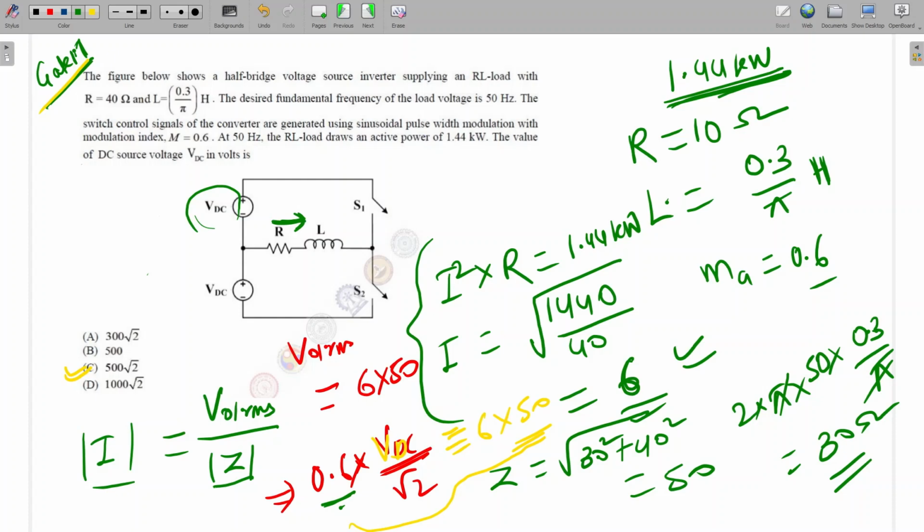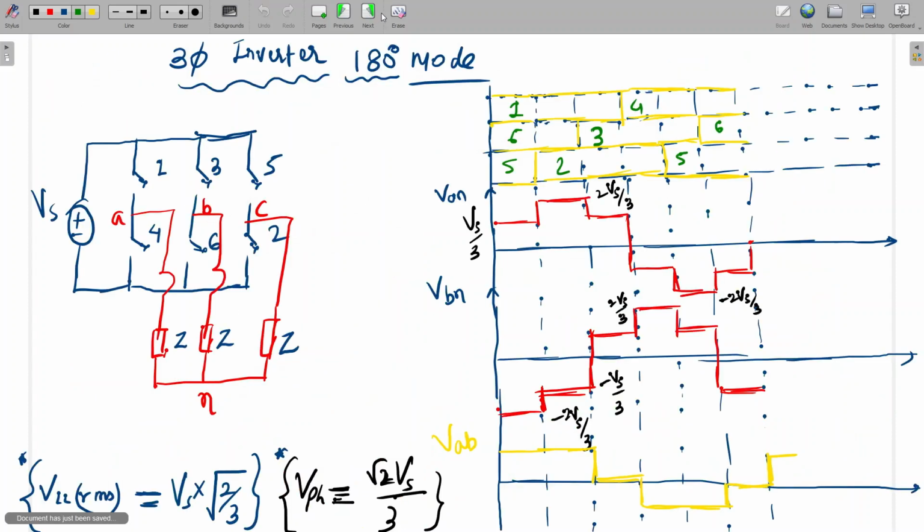Okay, now I'm moving to the three phase. One by one I will go quickly. In three phase, two modes of operation are there. The first step is we should remember the circuit diagram. Same as the rectifier: switches 1, 2, 3, 4, 5 and 6, and this is a star connected load. This is the neutral and this is the DC source voltage.